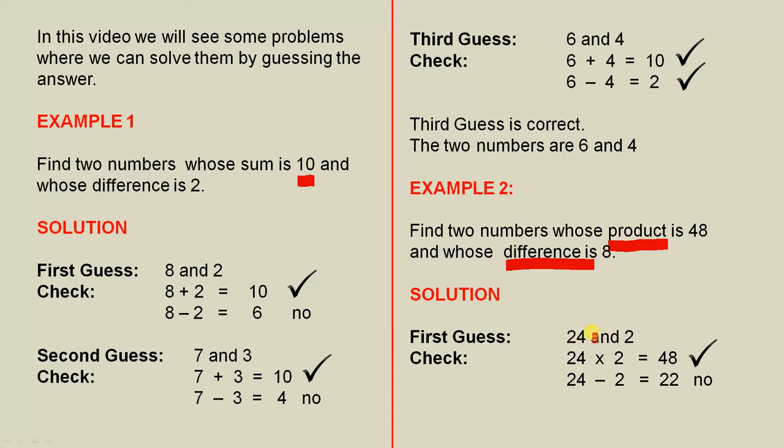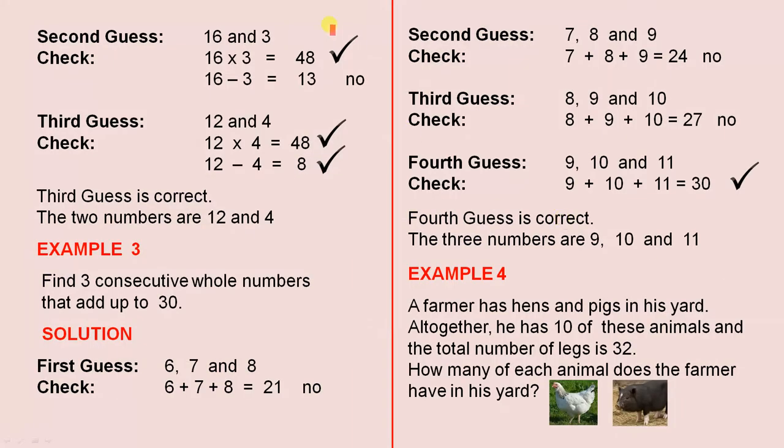Now, first guess, 24 and 2. 24 times 2 equals 48, correct. 24 take away 2 equals 22, that's not right, because remember, when we multiply we have to get 48, when we subtract we have to get 8. Second guess, let's try 16 and 3. So 16 multiplied by 3 is 48, that part's correct. 16 take away 3 is 13. No, that part is not correct.